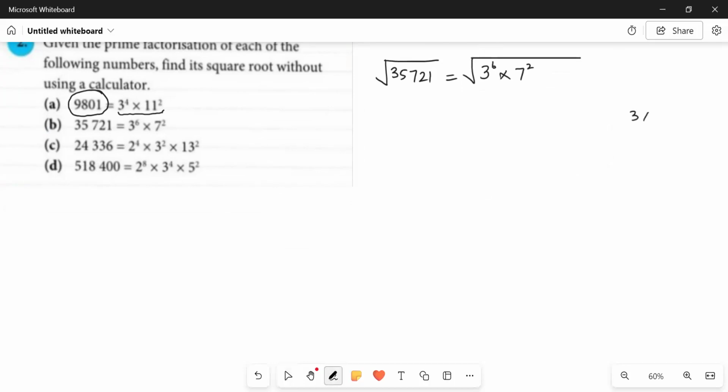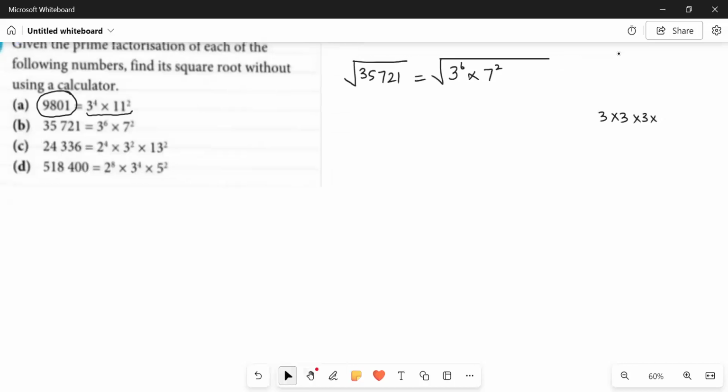बस आपने क्या करना है? 3 को आपने 6 टाइम्स ओपन अप करना है और you have to make the pairs. 3 raised to power 6 का मतलब है there are 3 pairs of 3. ठीक है, अब देखिए, we can write it down as 3 square into 3 square into 3 square.